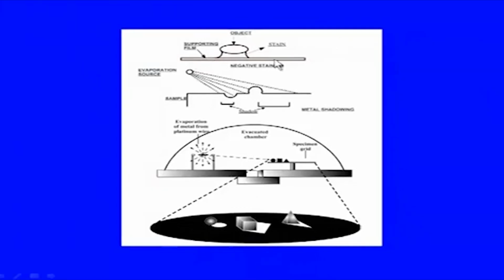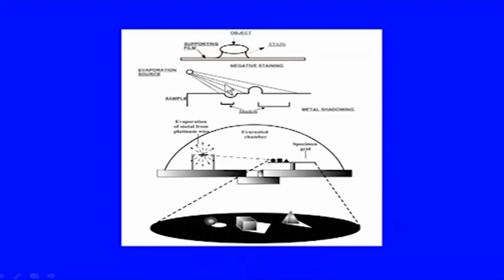If you see, this is for negative staining, which I have already shown to you, where there is an object, there is a stain and there is a supporting film. For metal shadowing, which I was trying to explain, it is done in an evacuated chamber, and essentially you have a metal which is being heated and evaporated, and there is a sample with different ups and downs or different surface structures.